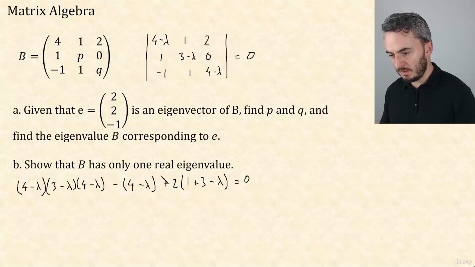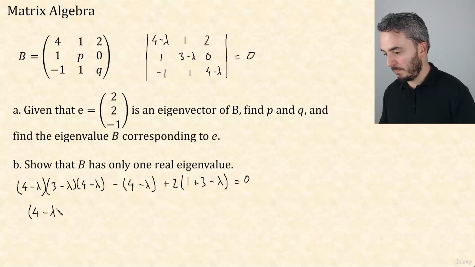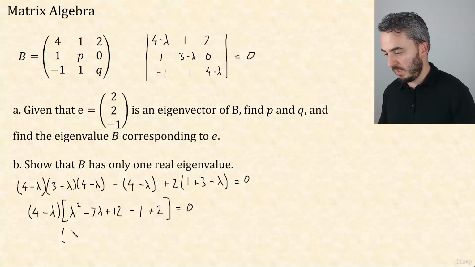So, do we get anything nice here? Maybe not. So let's see. Pulling out a 4 minus lambda, what am I left with? I'm left with 3 minus lambda times 4 minus lambda, expanded is lambda squared minus 7 lambda plus 12. And then minus 1, because it's one lot of it here. And then it's plus 2. So neatened up, that's 4 minus lambda times lambda squared minus 7 lambda plus 13.